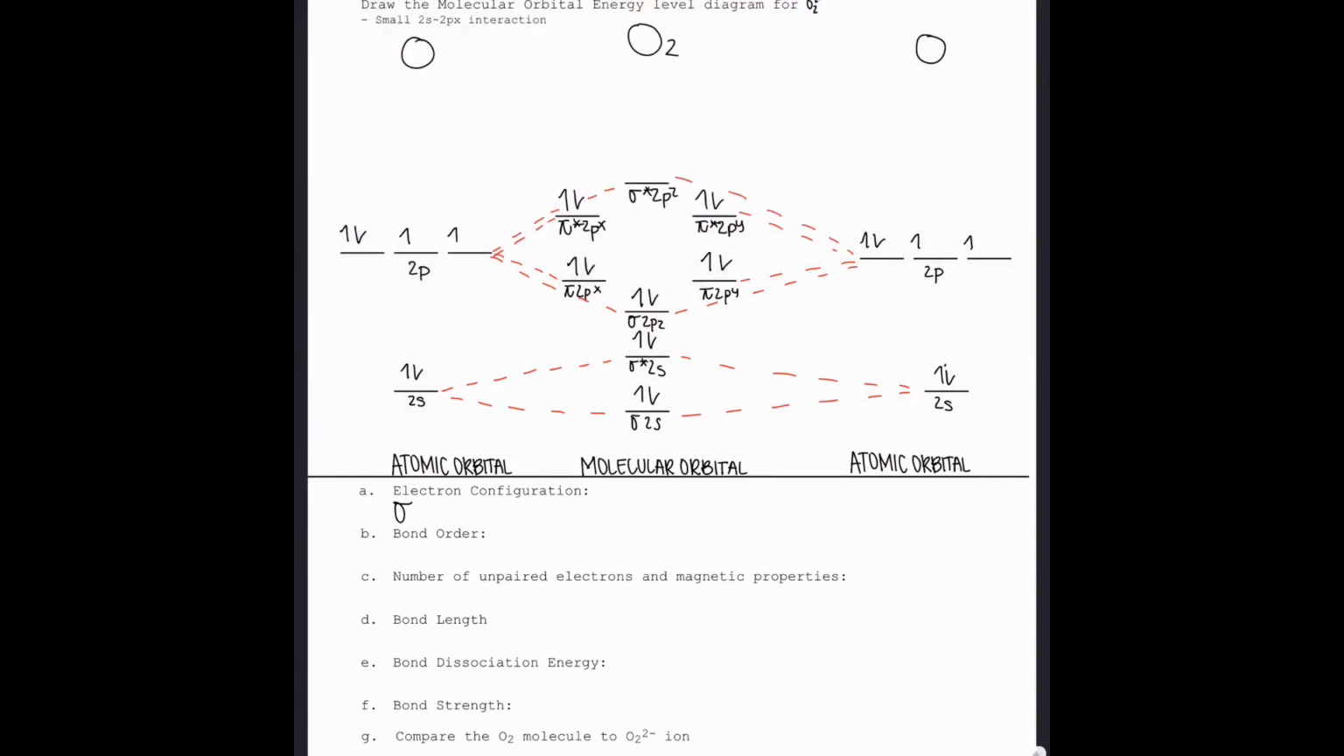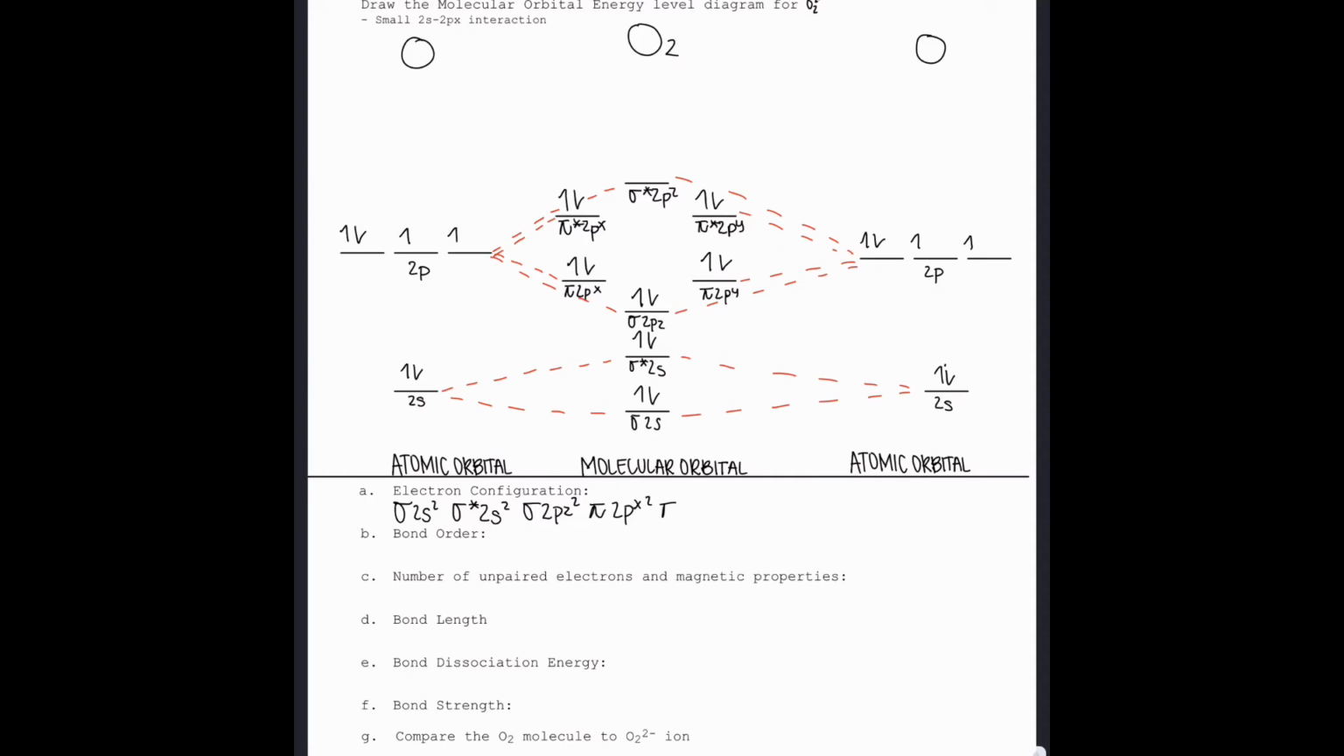Our electron configuration will be sigma 2s2, because there are 2 electrons. Then it will go sigma star 2s2, sigma 2pz2.